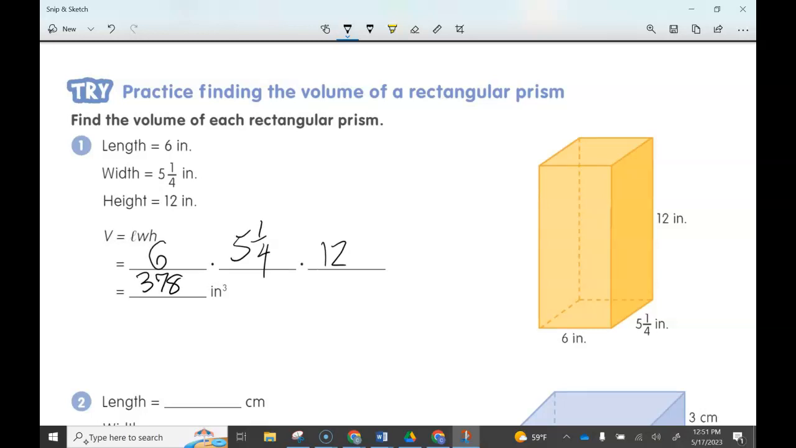inches. Okay, so what that means, if we had a cube and it's an inch on each side, that means 378 of those cubes could be stacked up and fit inside this three-dimensional object there. So 378 cubic inches for number 1.